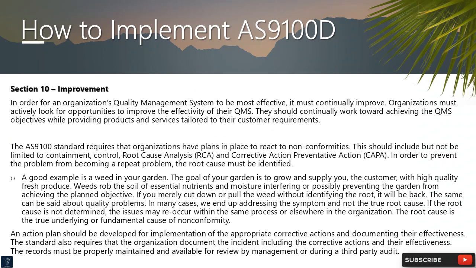An action plan should be developed for implementation of the appropriate corrective actions and documenting their effectiveness. The standard also requires that the organization document the incident, including the corrective actions and their effectiveness. The records must be properly maintained and available for review by management or during a third-party audit.